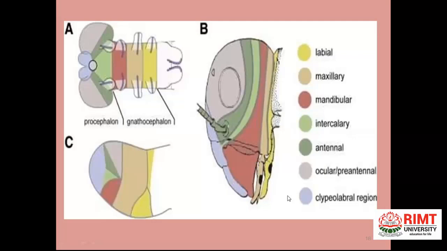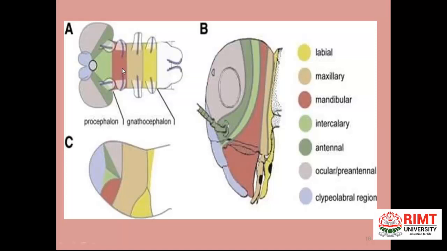So this is the colored structure of the head. This is the lateral side of the head. This is the ventral portion of the head. It clearly shows you the procephalon and gnathocephalon. And these are the colored patches that show the different mouth parts. As we discussed, the labial is part of the gnathocephalon, the maxillary is part of the gnathocephalon, and the mandibular region is part of the gnathocephalon.